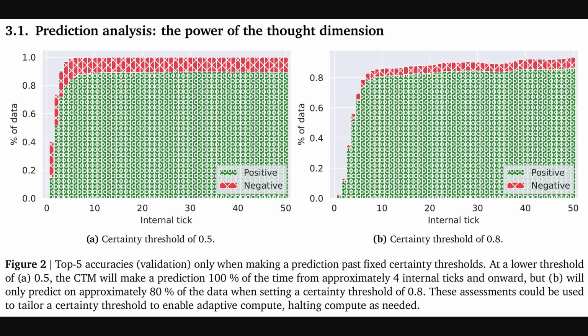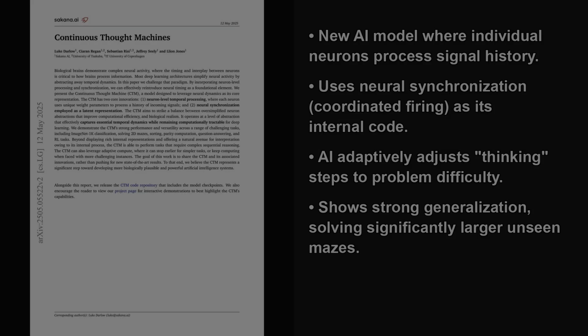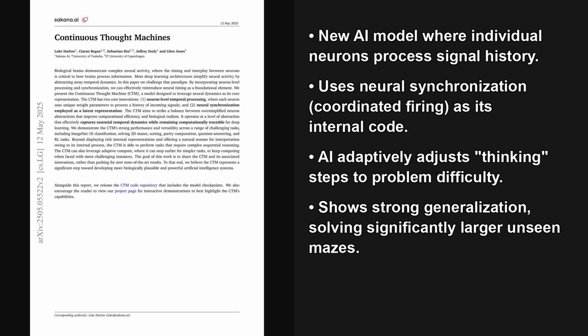However, panel B shows what happens with a higher certainty threshold of 0.8. Here, even after many internal ticks, the continuous thought machine only makes a prediction for about 80% of the data. This illustrates how you could tune this certainty threshold to decide when to stop the thought process, effectively trading off computation for confidence. It's clear that this continuous thought machine offers a really interesting way to manage computational resources, letting the model think more or less depending on the problem's difficulty. This ability to adaptively allocate effort is a significant step towards more efficient, and perhaps even more human-like AI.